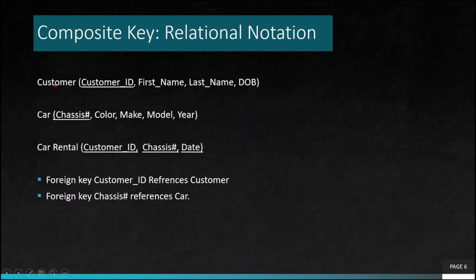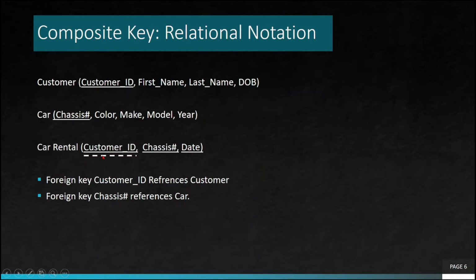So as you know, we'd write out our customer entity and car rental entity here. If you look at the car rental, the customer ID, the chassis number, and the date will now come together and make a composite key. But if you think about it, within the car rental, customer is a foreign key as well as chassis number. So we are missing something here, right?